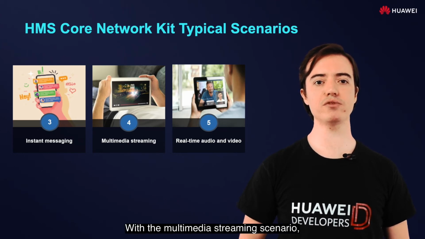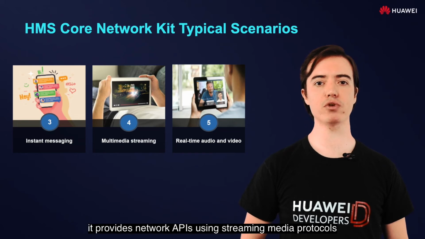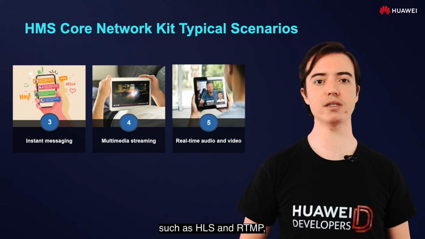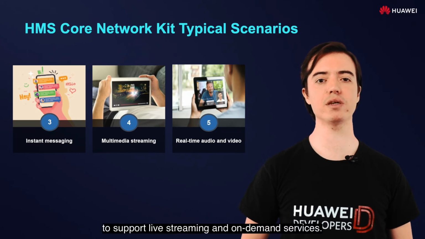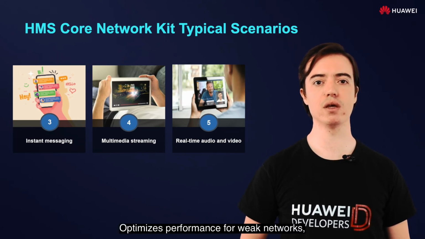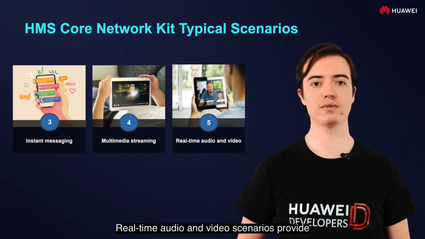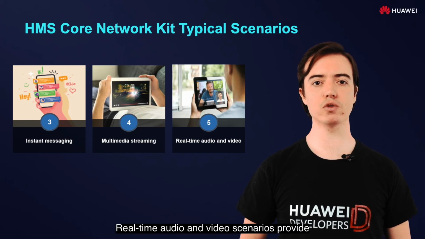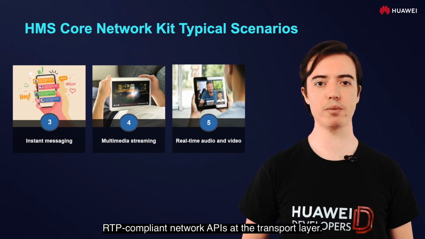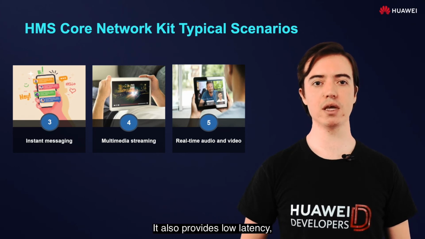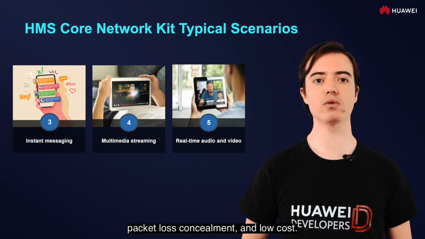With the multimedia streaming scenario, it provides network APIs using streaming media protocols such as HLS and RTMP to support live streaming and on-demand services. Optimizes performance for weak networks and provides low latency and smooth HD streaming. Real-time audio and video scenarios provide RTP-compliant network APIs at the transport layer. It also provides low latency, packet loss concealment, and low cost.